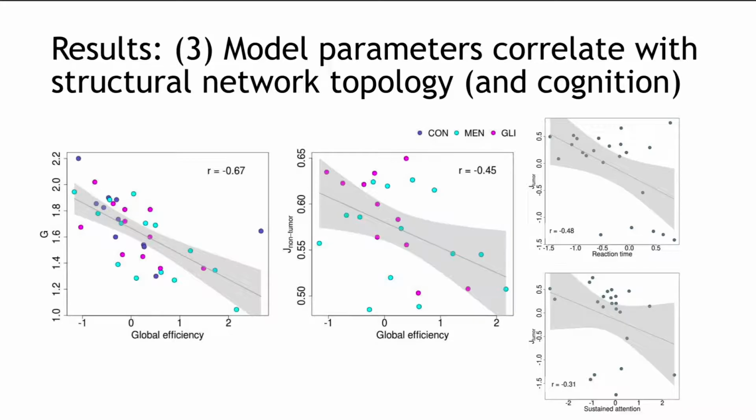Finally, we also found some associations between regional feedback inhibition across tumor regions and patients' cognitive performance. But as you can see in the bivariate scatter plots, the associations were not nicely linear, so more data would be required to confirm these relations.